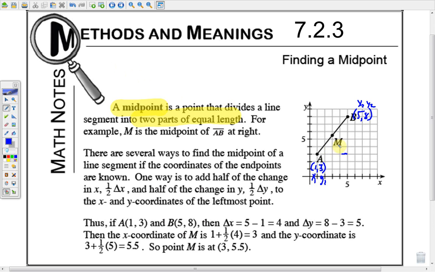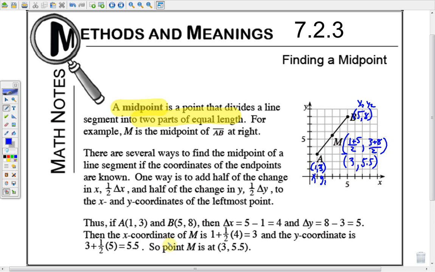So the midpoint is going to be at the average of the x's, which I could say 1 plus 5 divided by 2. There's the 1, there's the 5, divided by 2. And then the average of the y's. To take the average again, we just add two numbers and divide by 2. So 3 plus 8 divided by 2. Well, 1 plus 5 is 6. 6 divided by 2 is 3. 3 plus 8 is 11. 11 divided by 2 is 5.5. So our midpoint is at 3, 5.5.